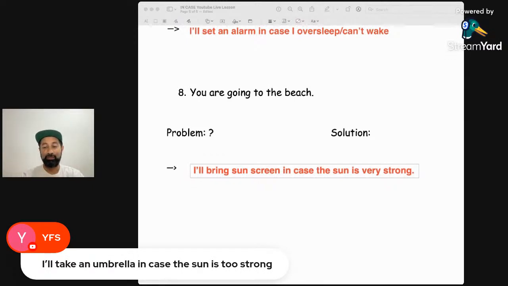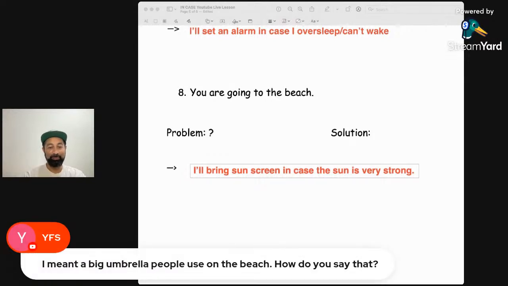Perfect. I meant a big umbrella people use on the beach. How do you say that? You could just say a big umbrella. You could say a parasol as well. But umbrella is fine. Just say beach umbrella. That's the easiest one. Beach umbrella.